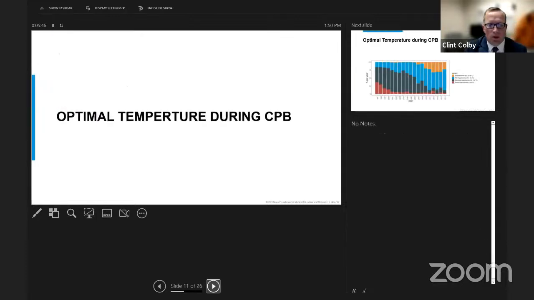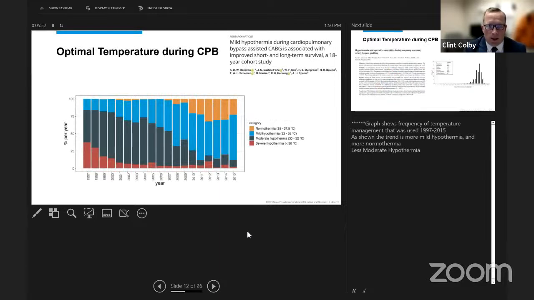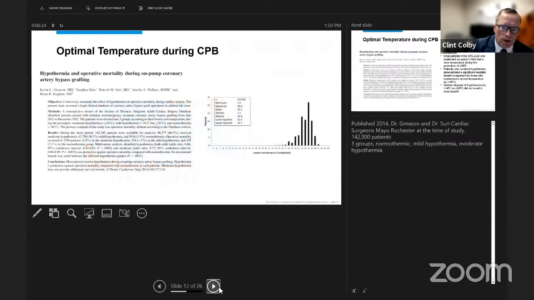All right, optimal temperature management during CPB. Here in this study, mild hypothermia during cardiopulmonary bypass assisted CABGs. This was an 18-year cohort. And you can see the prevalence of mild hypothermia compared to moderate hypothermia compared to normothermia. And you can see that as you get closer to 2015, there's more prevalence of mild hypothermia and normothermia being utilized for bypass. And there's a reason, there's evidence to show this.